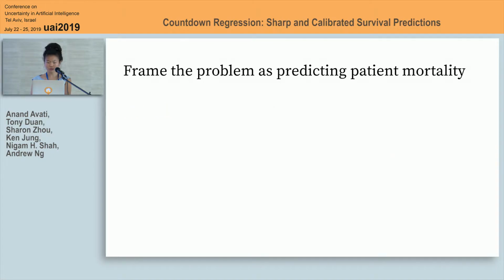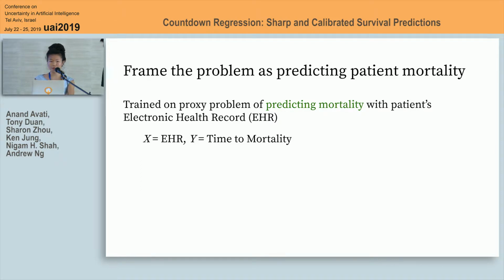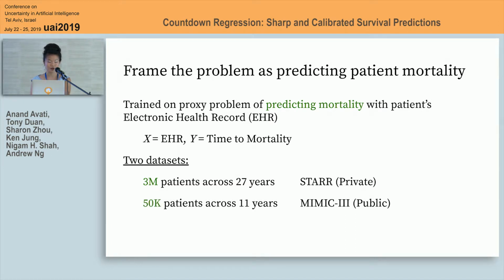learning. And so we can frame this as a problem of predicting a patient's survival probability from their electronic health record, or EHR. The EHR is a record of their hospital admissions, including information like lab tests, their age, and demographics. Essentially, we feed in the EHR data, and we predict the time to a patient's mortality. We look across two different data sets. One is private to Stanford Hospital with about 3 million patients across nearly 30 years, and the other is a public data set called MIMIC3.